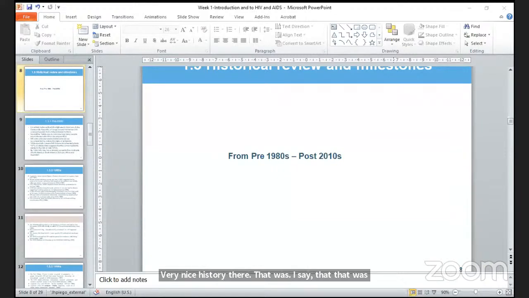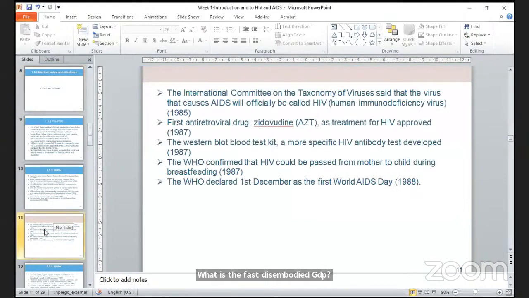Now, 1988, the World Health Organization declared 1st December as World AIDS Day. 1st December as World AIDS Day. Late last year, here in December, you guys were celebrating World AIDS Day here in this university. So there lies the history. It was declared in 1988.